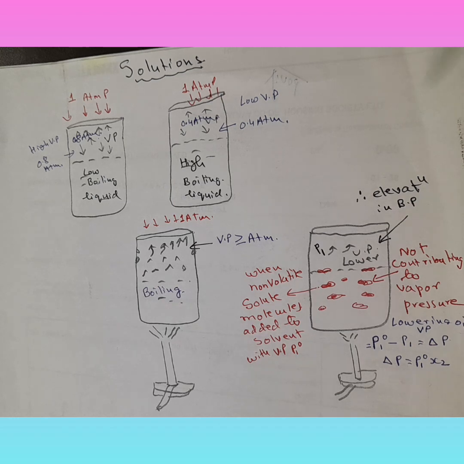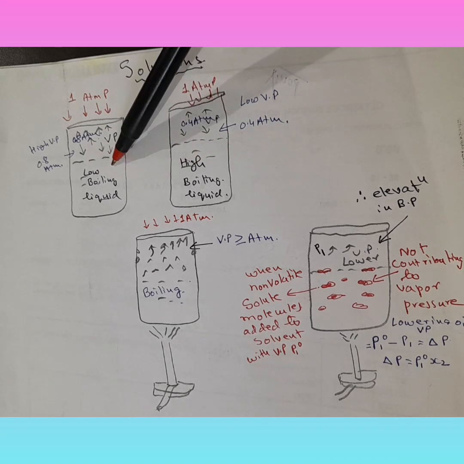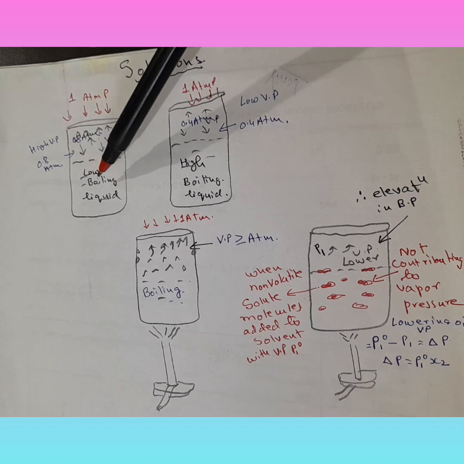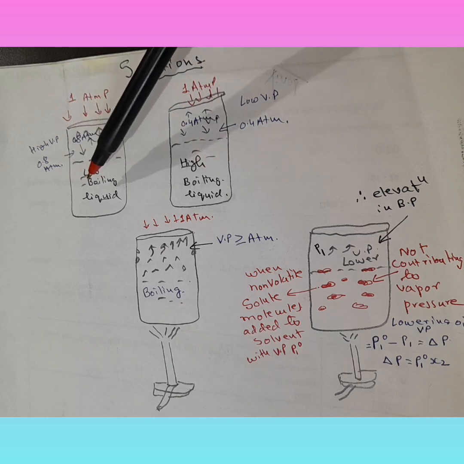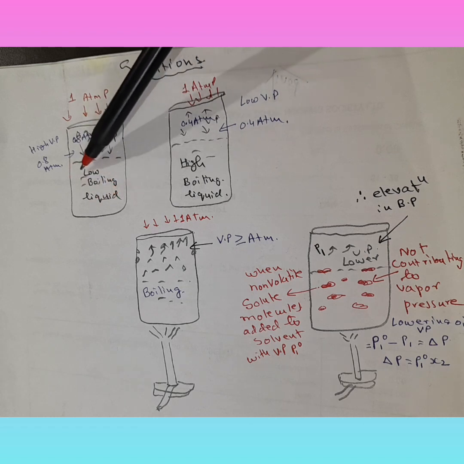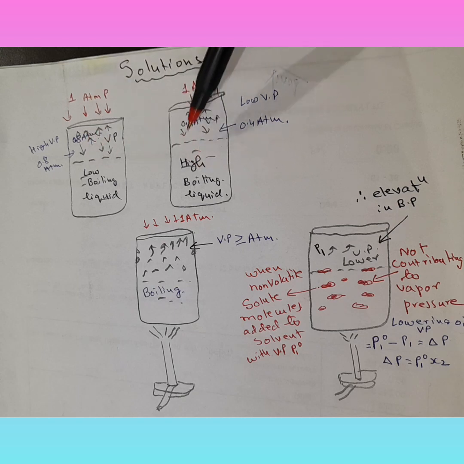vapor pressure. Now suppose I have two liquids in two beakers, kept open. This one is a low boiling liquid and this one is a high boiling liquid. Maybe you can think in terms of ether, and let this be water. Ether is quite low boiling and water is quite high boiling, that is 100 degrees, and ether comes to below 50 degrees. Now whenever you have low boiling, you have more vapor over here, whereas whenever you have high boiling, you have less vapor over here.